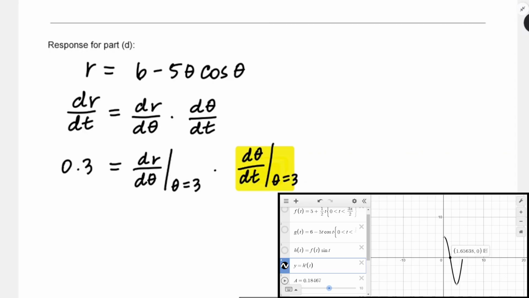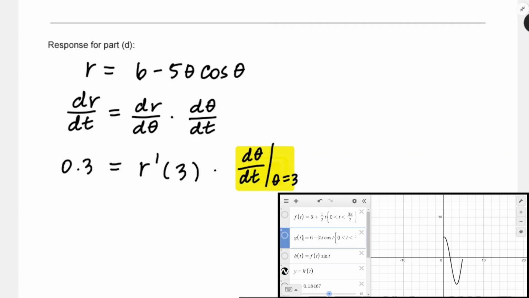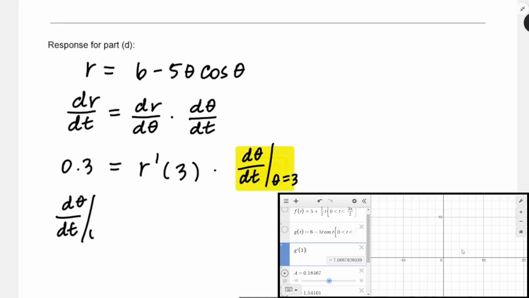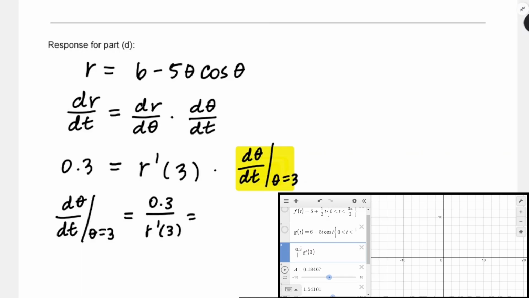But better than this notation, which is kind of clunky, we could say that this is just r prime of 3. And we've already got this r equals 6 minus 5 theta cosine theta listed in as g of t. So maybe I get rid of all of this and find g prime of 3. And now what I really want is to divide 0.3 by r prime of 3. So I'll say d theta dt is equal to 0.3 divided by r prime of 3, and I can do that. 0.3 divided by, okay, and get 0.042. All right, there we go.